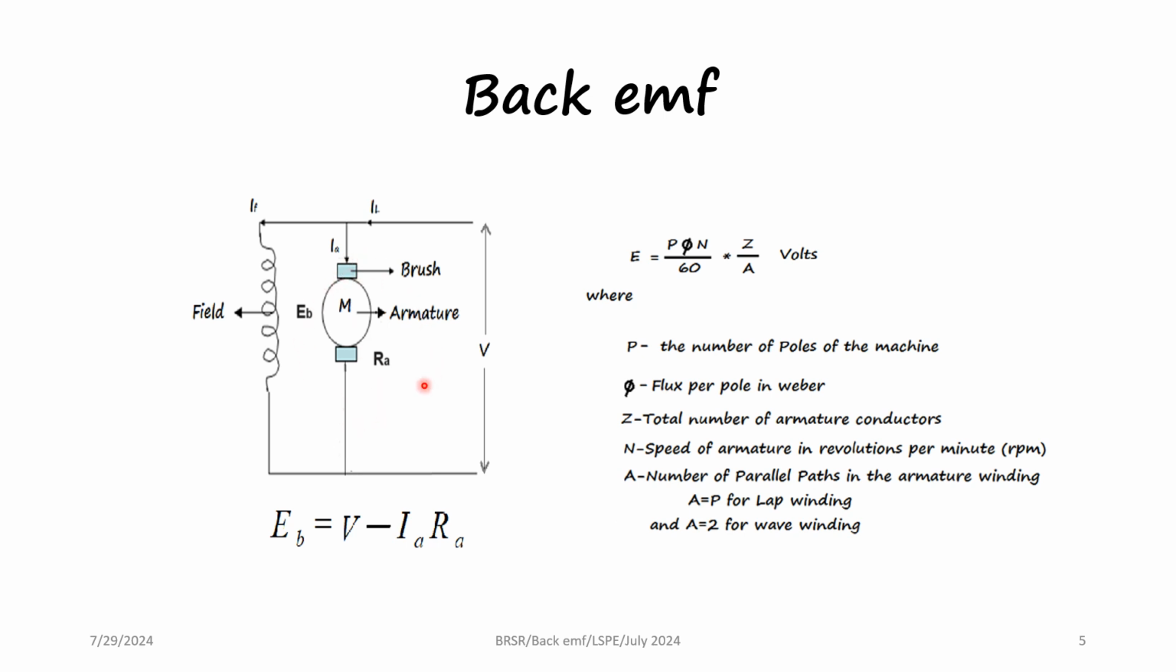So when the motor is generating an EMF, the voltage which is available at the terminals is after the drop in the armature, which is IARA. Back EMF is given by this equation, EB is equal to V minus IARA, and it's also given by this equation, P phi N by 60 into Z by A.